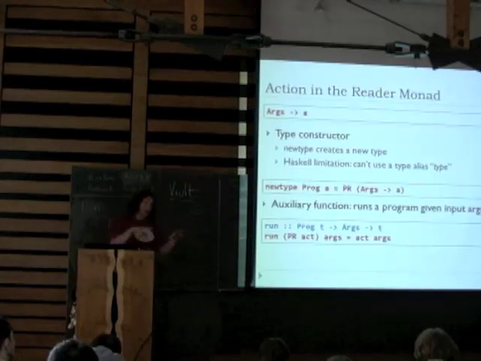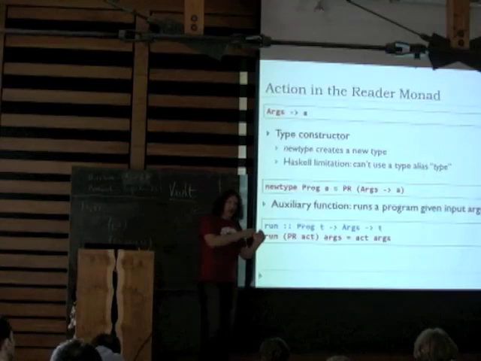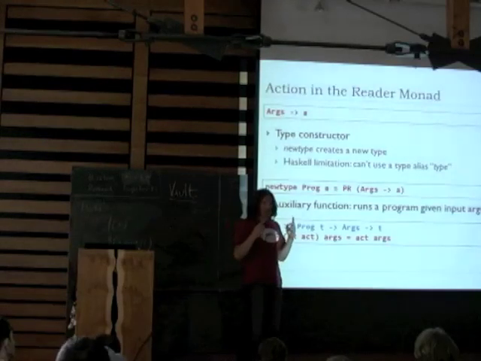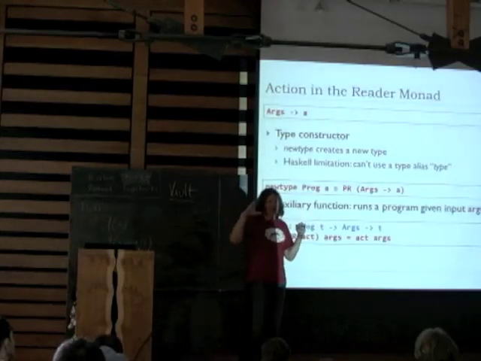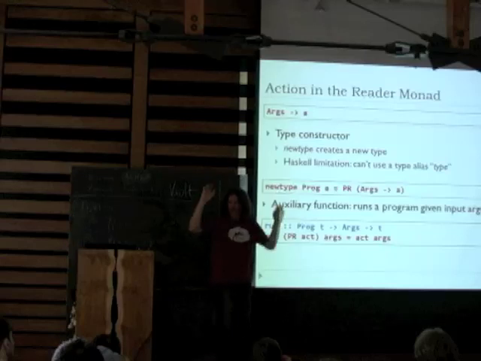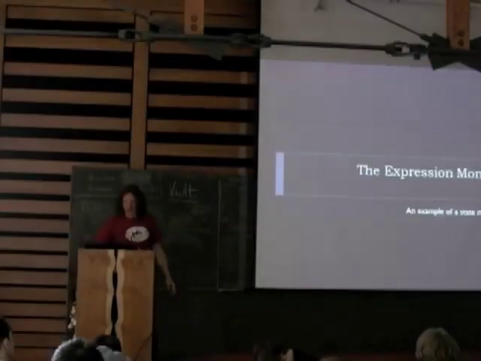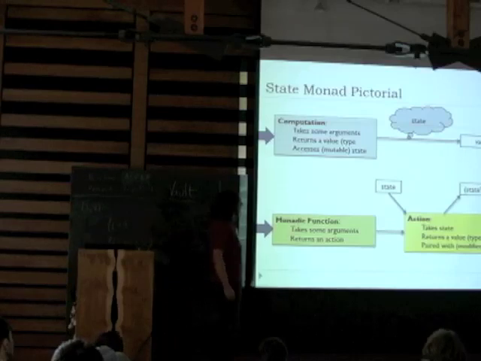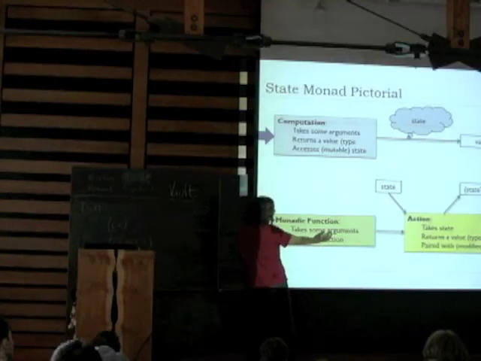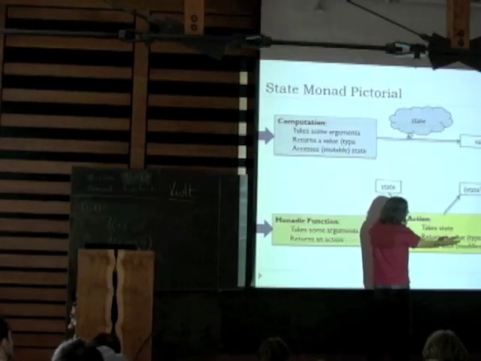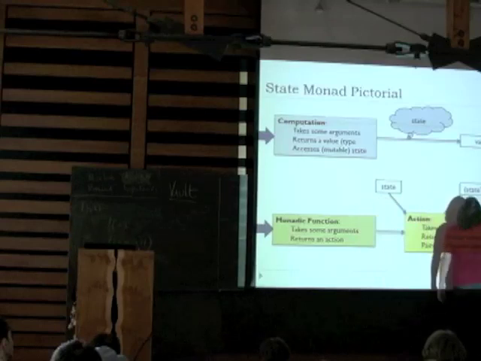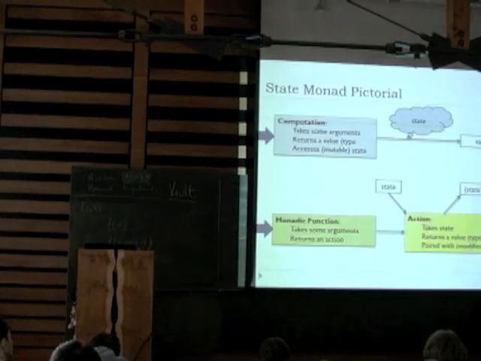Okay, now the monad. The first component of the monad is the type constructor, right? So my computation took some arguments and returned some value of type A. That was the computation, the upper part of my picture, right? I'm turning it into a monadic function that returns a type that's the enhanced type. Before, the computation returns just the value of some type A.